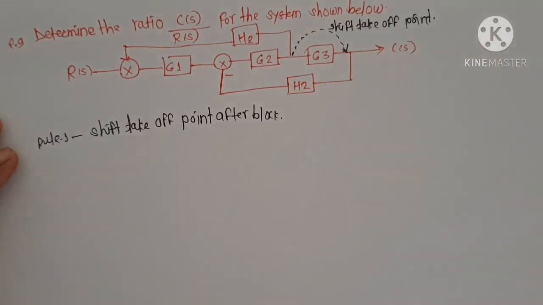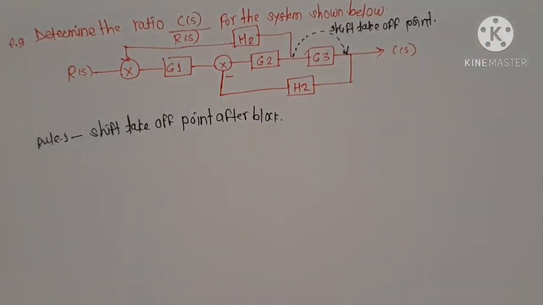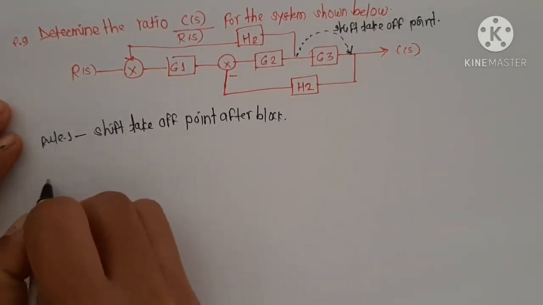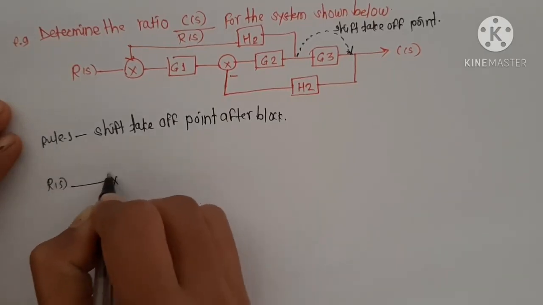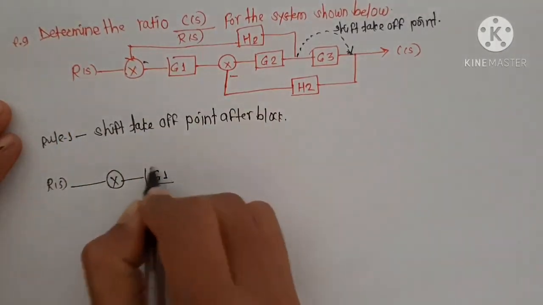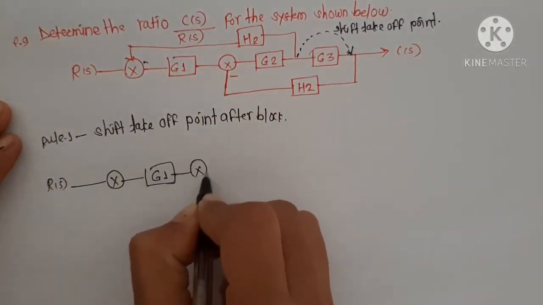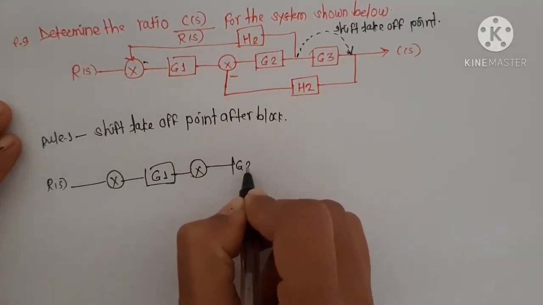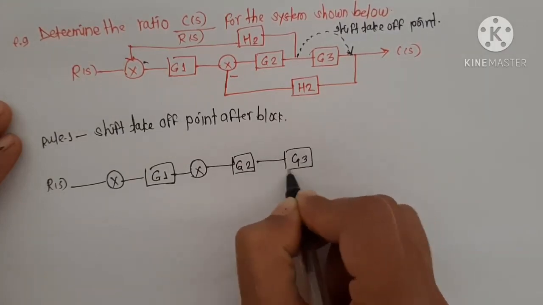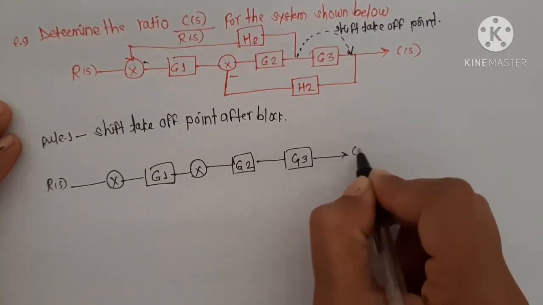What do we do for shifting the takeoff point? We add the transfer function 1 upon G3 block at that takeoff point. After applying this rule, what will our diagram be? R(s), summing point, G1, minus sign here, after that the next summing point, then G2, then G3, then C(s).